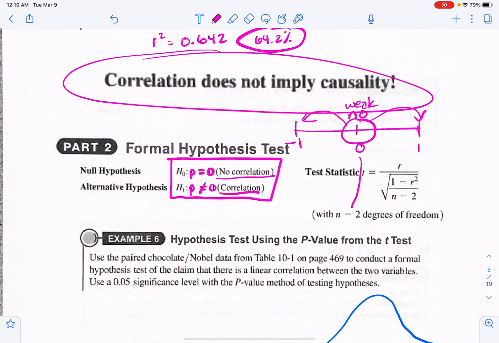Okay, your test statistic t is found by doing this formula. So you take your r value divided by the square root of 1 minus r squared over n minus 2. And you use n minus 2 degrees of freedom this time, not n minus 1. So keep that in mind.